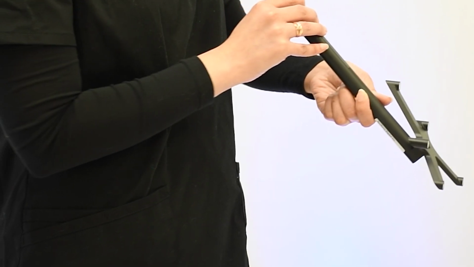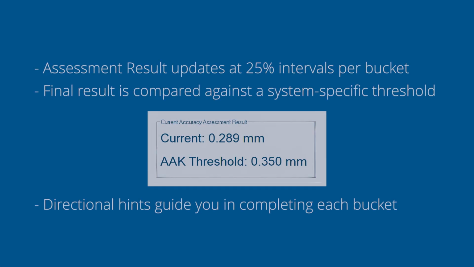The accuracy assessment result updates at 25% intervals for each bucket. Once the test is complete, the result is compared to a system-specific threshold. Use the directional hints to help you complete each bucket.